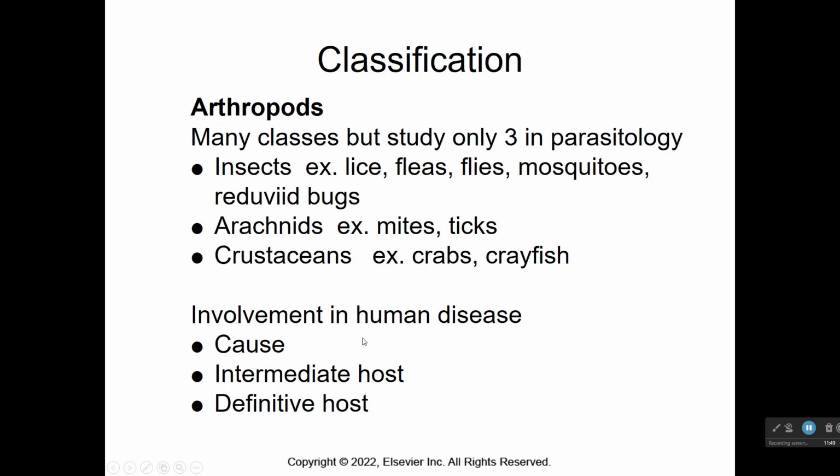So arthropods, again, we're only going to study some insects, some arachnids, some crustaceans, because they're usually either the cause of our disease, or they can be the intermediate host. Some of these are the definitive host of the organisms, and we end up possibly being an accidental host. So we'll look at some of those.